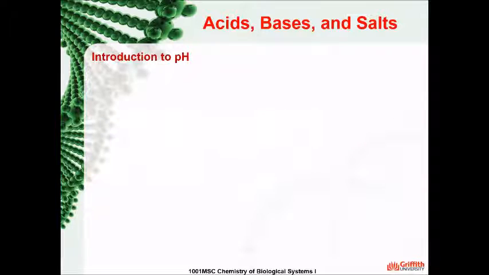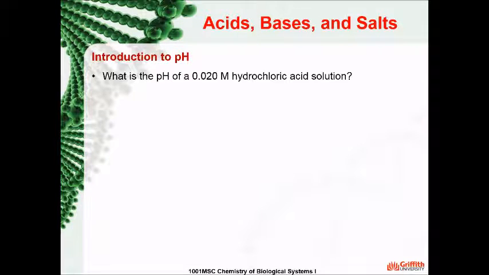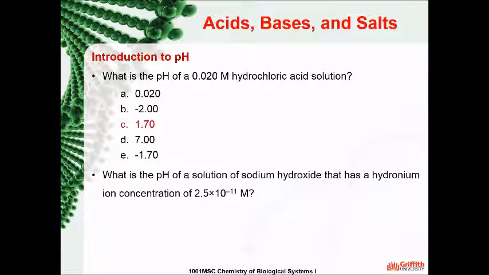Let's look at some more examples. What is the pH of a 0.02 molar hydrochloric acid solution? Remember that HCl is a strong acid, so it completely dissociates. Therefore, the concentration of hydrogen ions is equal to the concentration of the hydrochloric acid, as the ratio is 1:1. Thus, the pH is equal to the negative log of 0.02, giving 1.7. So the correct answer should be C.